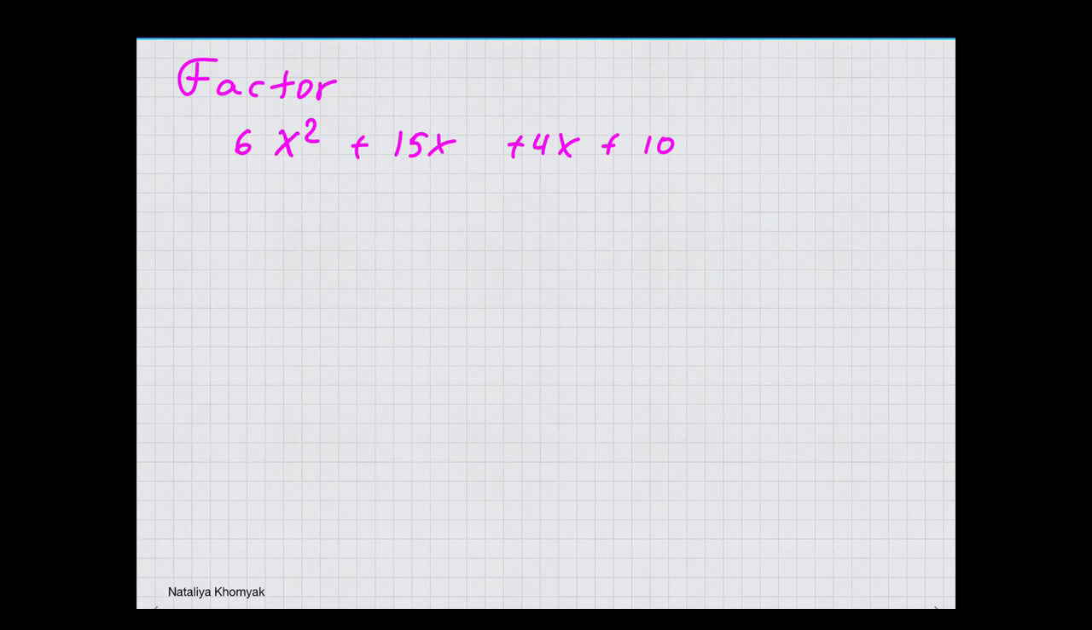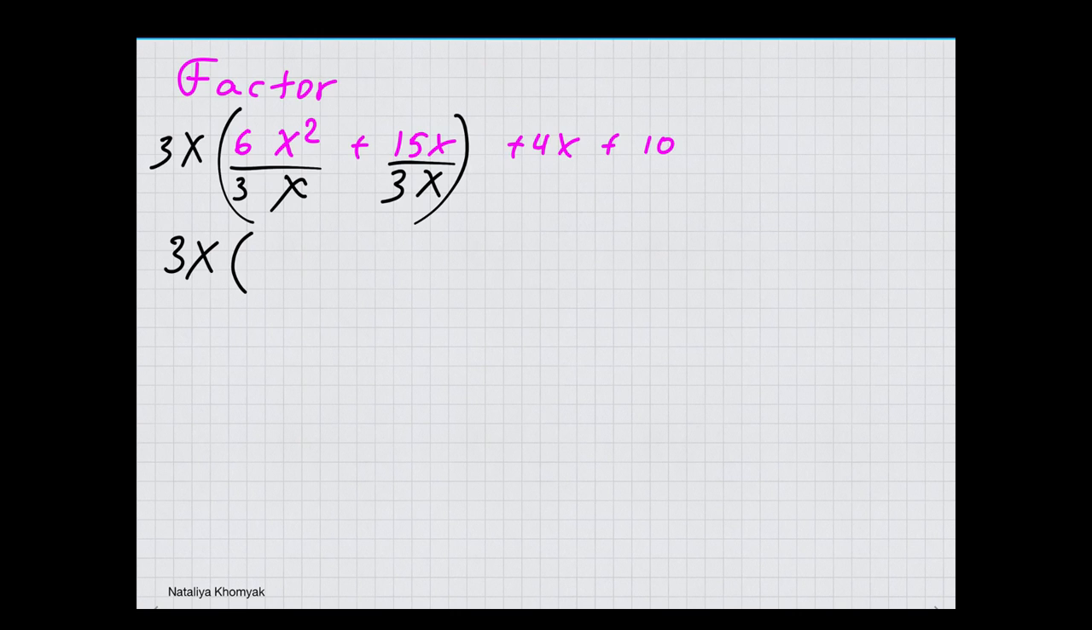Let's factor this. There is no one number or variable that will go into all 4 terms at the same time, so we will factor 2 at a time. 6 and 15 can both be divided by 3. Whatever goes in the denominator goes on the outside. They can both be divided by x. So the first set becomes 3x times, 3 goes into 6 2 times, x plus, this is 1, 3 goes into 15 5 times.